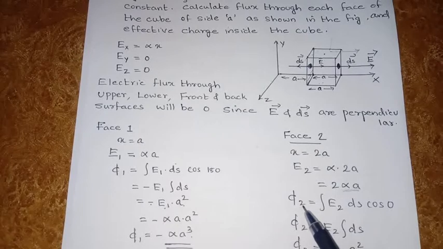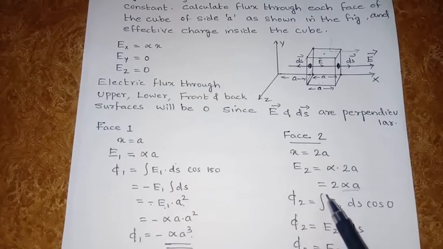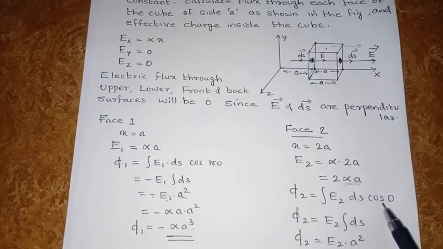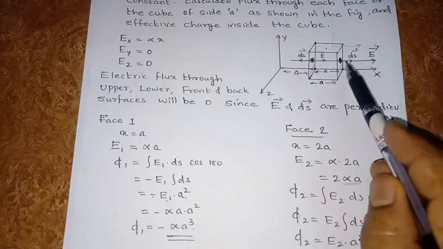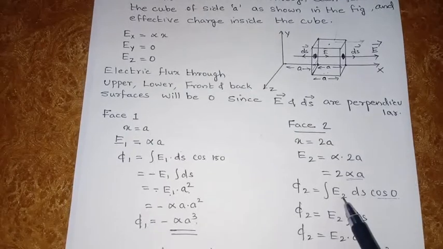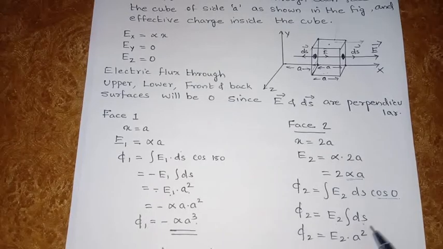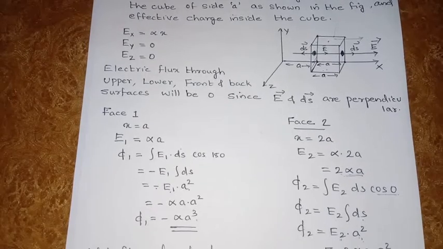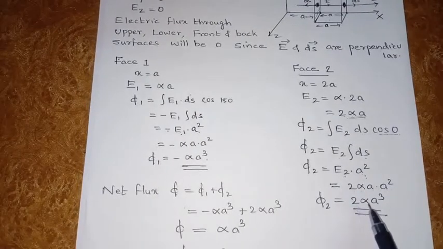The flux that passes through the second surface, phi 2, is equal to the integral of E2 dot ds, that means E2 ds cos 0, because E and ds are parallel here. Therefore cos 0 is equal to 1. E2 is a constant that can be taken out. E2 into integral ds, and again integral ds is equal to A square. Therefore it will be E2 into A square. E2 we already calculated as 2 alpha A. Therefore phi 2 is equal to 2 alpha A into A square, that will be equal to 2 alpha A cube.